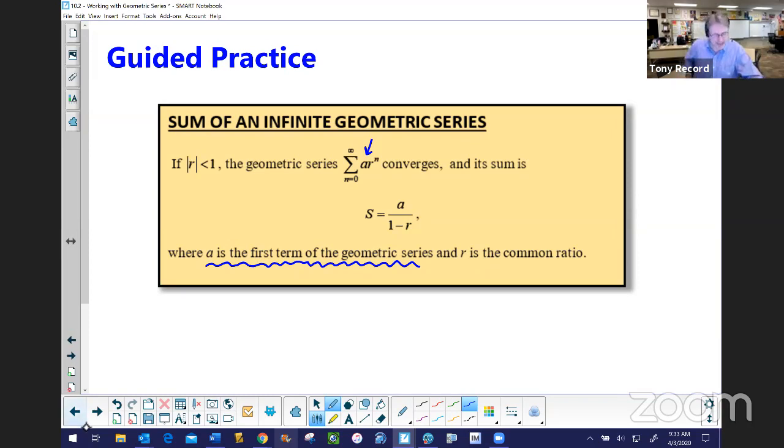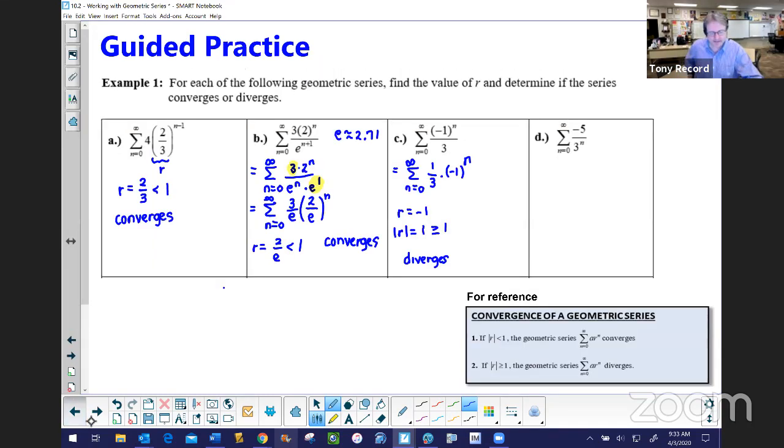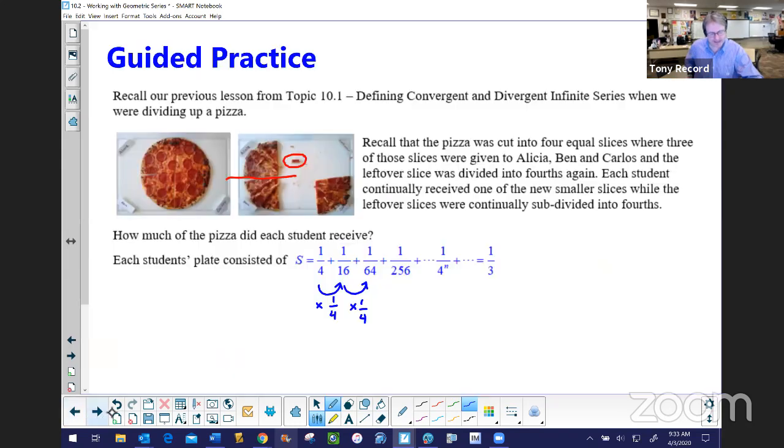Okay. Now, if you allow me just really quickly to go back to the pizza question. So I'm just going to go back a slide or so here. And remember that we knew that the sum was going to be 1/3. Well, we know that to be true because the sum of this convergent geometric series is the first term, 1/4, all divided by 1 minus the ratio, which coincidentally is 1/4 as well.